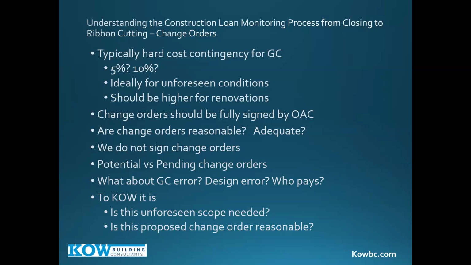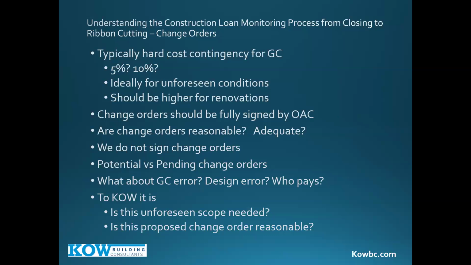So to us, it's about, is this unforeseen scope needed? And is this proposed change order reasonable? Now, was it the contractor error? Was it designer error? Who pays? We'll get to that. But our look at this from a risk standpoint is two things. Is this thing needed? Yes. Is the proposed change order reasonable in scope and cost? Yes. Then we have to do it. The project has to do it. Who's responsible? We'll get to that. That's kind of separate from the change order.